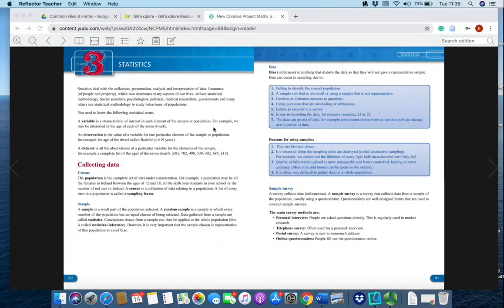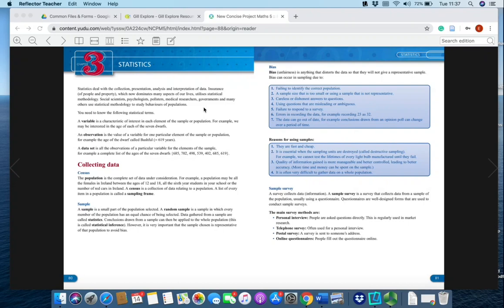Okay, so statistics. Statistics deals with the collection, presentation, analysis and interpretation of data. Insurance of people and property, which now dominates many aspects of our lives, utilizes statistical methodology. Social scientists, psychologists, pollsters, medical researchers, governments, and so on use statistical methodology to study populations. In other words, what that's trying to say is that in any branch of life we will use statistics to, I suppose, analyse what is happening around us.